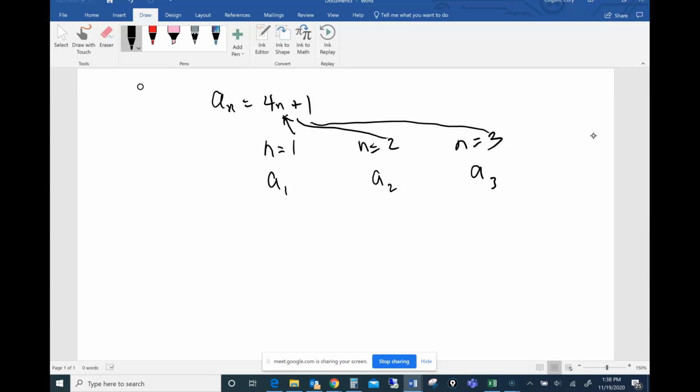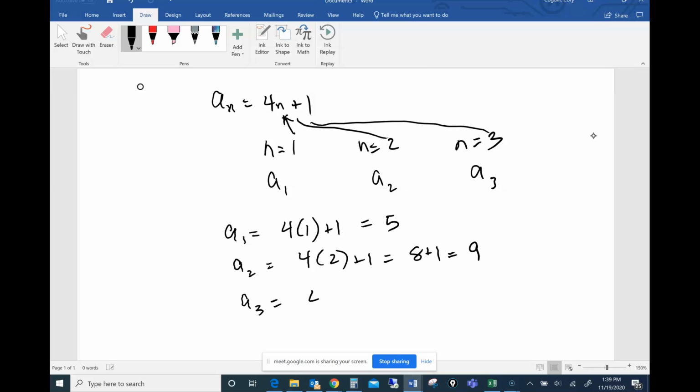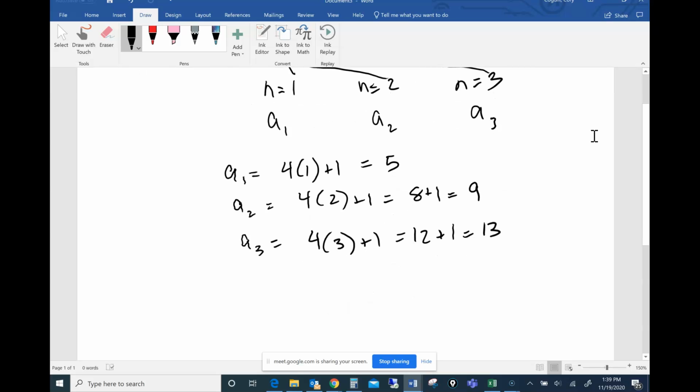Okay, so let's try it for a sub 1. The first one is 4 times 1 plus 1. So 4 times 1 is 4, plus 1 is 5. Let's do it for the second term. 4 times 2 plus 1 is 8 plus 1, so the second term is 9. And the third term is 4 times 3 plus 1. That's 12 plus 1, so that's 13. So the first 3 terms are 5, 9, and 13.